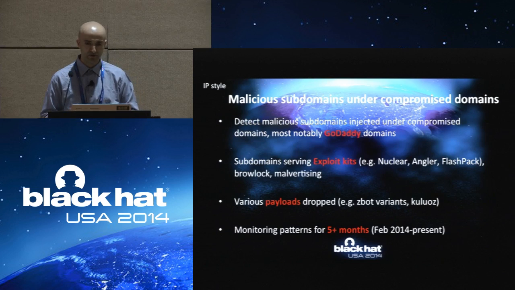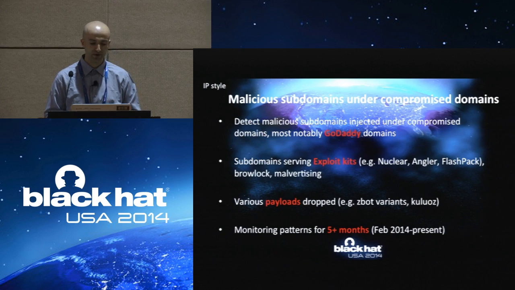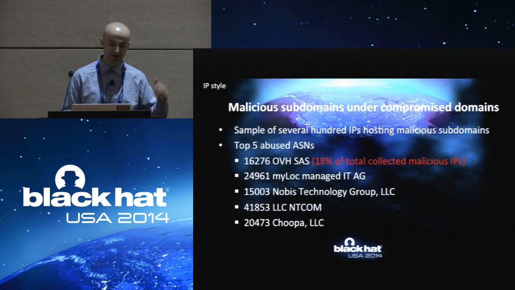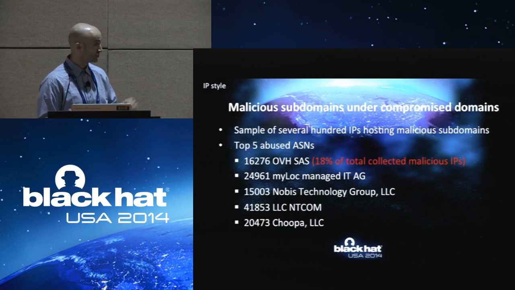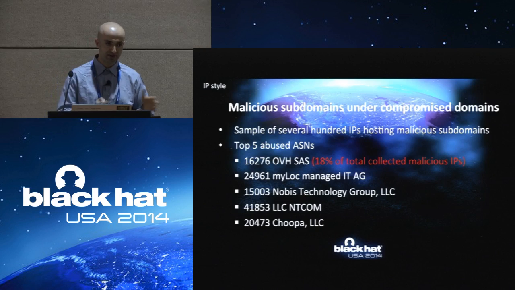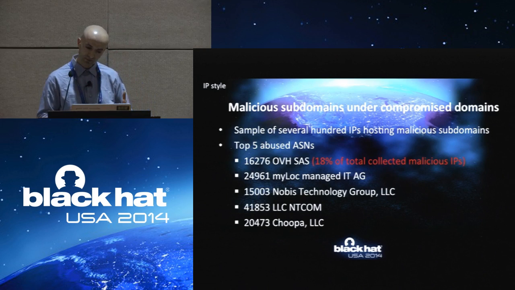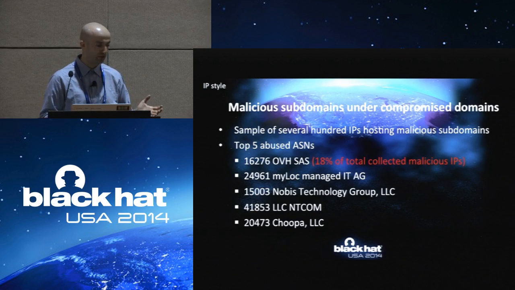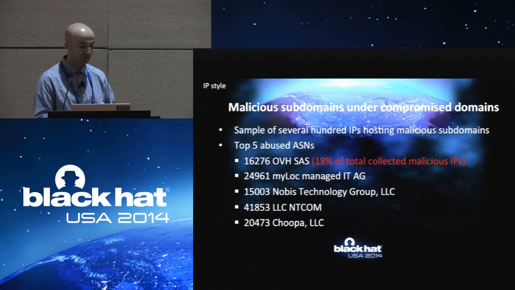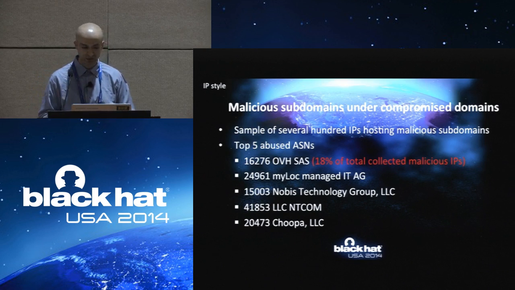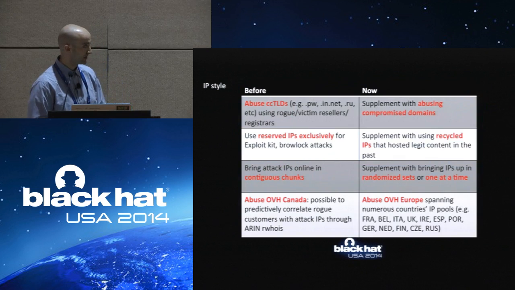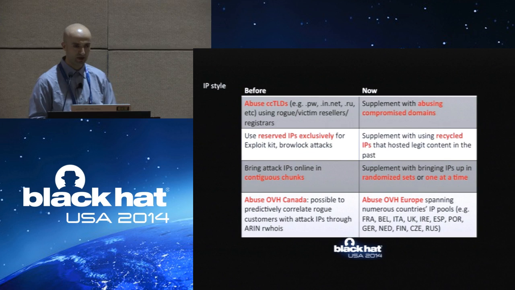These IPs were serving mainly exploit kits, and GoDaddy was the main abused provider here. And ZBot variants were dropped when the infection succeeds. So this is the list of the top abused ones. Unfortunately, OVH comes back as the most abused one, taking a sample of these IPs, with no surprise. And we saw ASNs across both ARIN and RIPE, so it's not exclusive to Europe or North America. Now, this table here summarizes the behavior we observed.